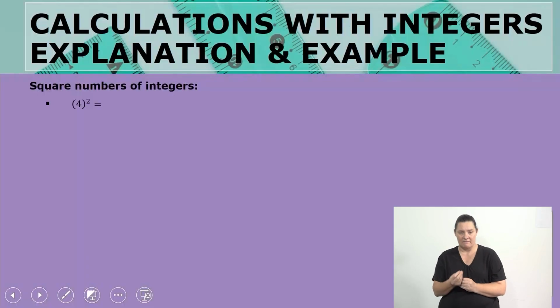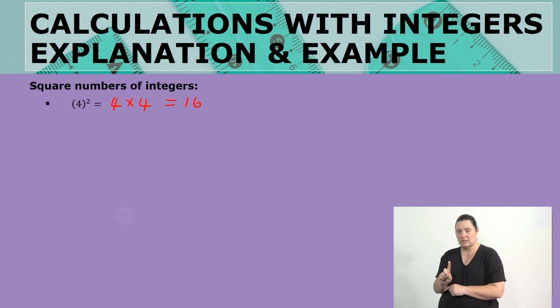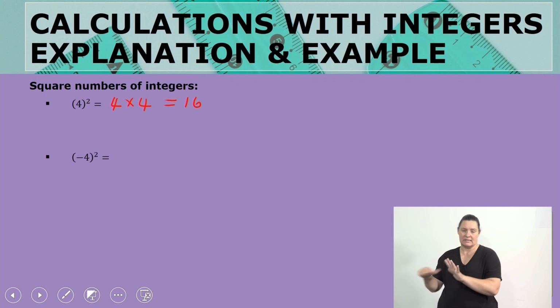Let's look at square numbers of integers. So if I have a positive 4 squared, we remember that is 4 multiplied by 4, and our answer there is a positive 16.